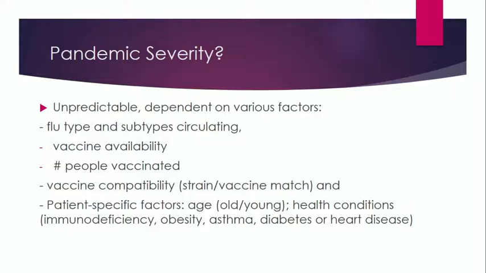And then we have multiple patient-specific factors. We have age, where we find that those most likely infected and those with the worst disease are the very young, under 5 years of age, and the very old, above 65. There are also multiple health-related conditions, which are associated with flu disease severity. We've got immunodeficiency, obesity, asthma, diabetes, and heart disease.